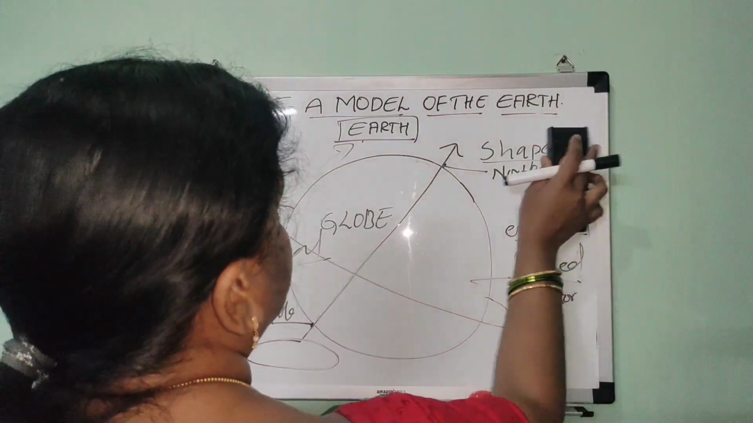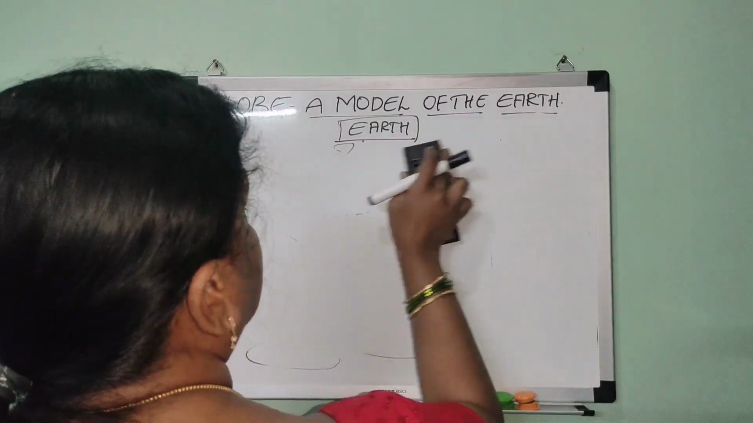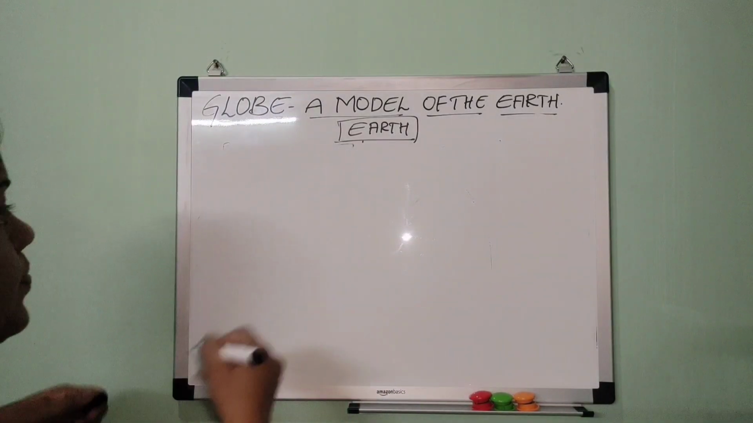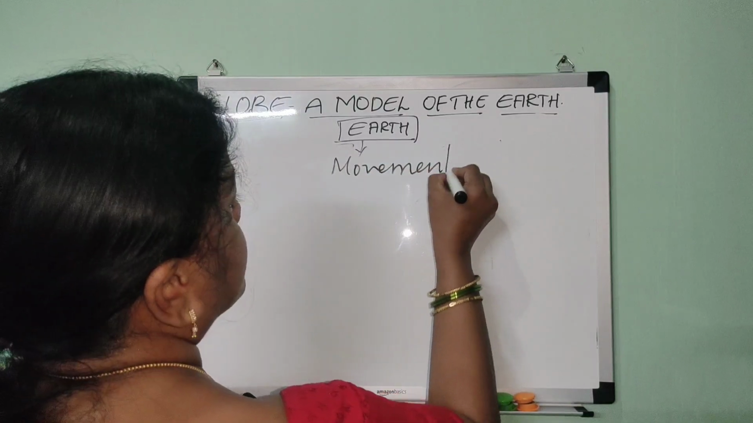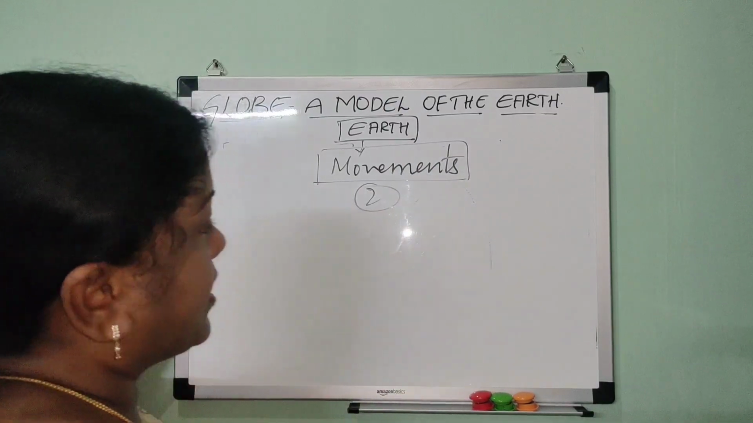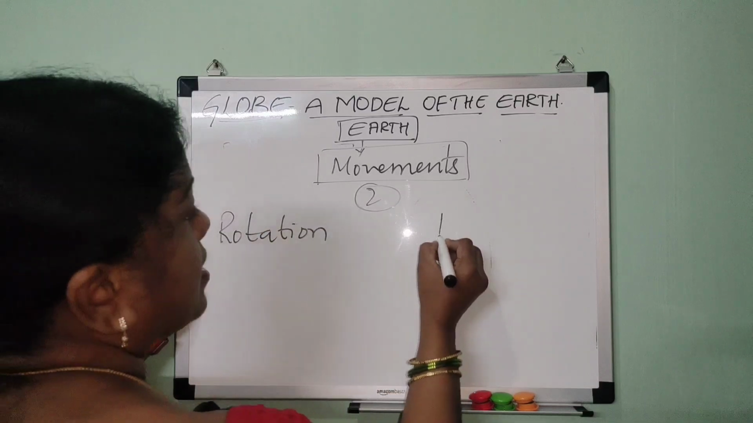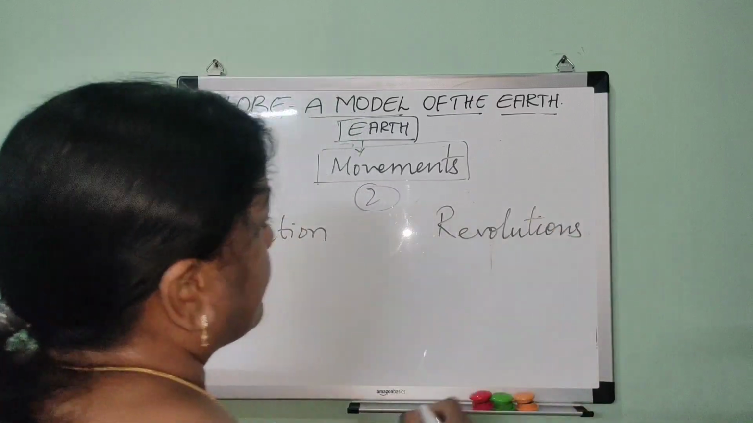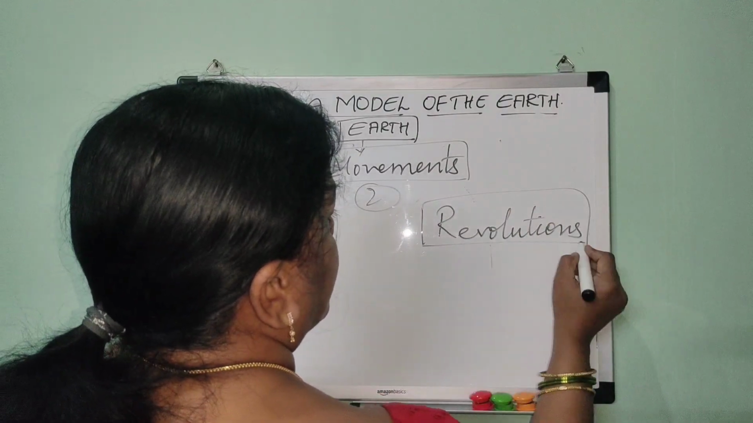Are you ready? What is our second keyword which is helping us get into the main theme of the earth? Yes. What is that? Movements. So actually, how many movements are there? There are two movements. One is rotation, one is revolution. How many movements are there, children? There are two movements. One is rotation, one is revolution.